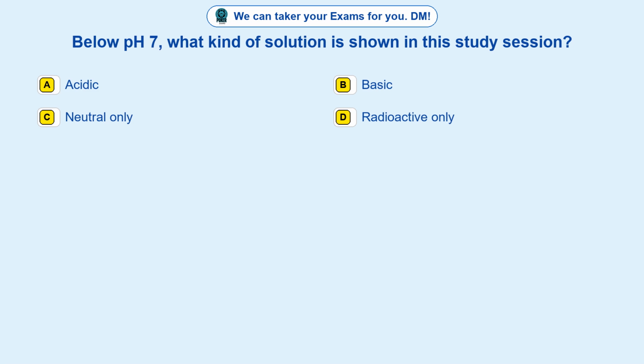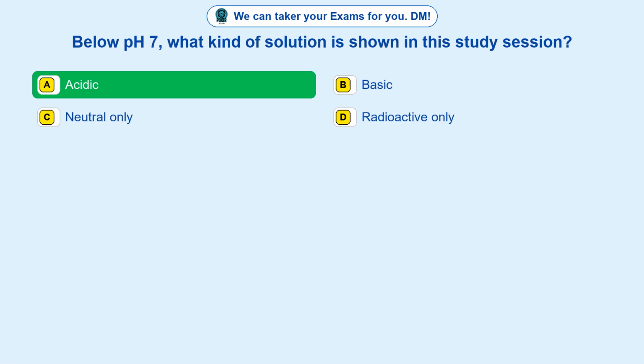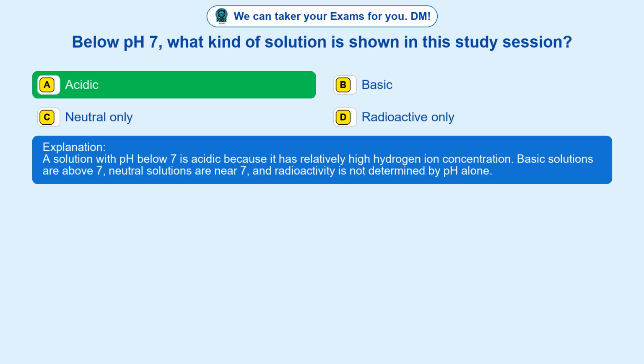Question 35. Below pH 7, what kind of solution is shown in this study session? Option A, acidic. Option B, basic. Option C, neutral only. Option D, radioactive only. The correct answer is option A, acidic. A solution with pH below 7 is acidic because it has relatively high hydrogen ion concentration. Basic solutions are above 7, neutral solutions are near 7, and radioactivity is not determined by pH alone.